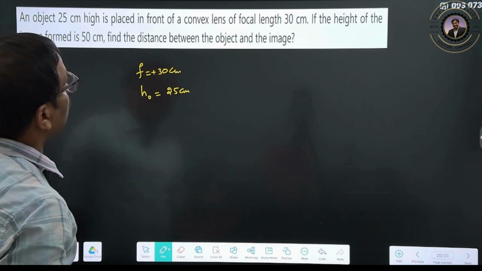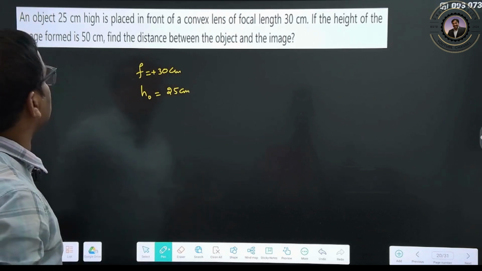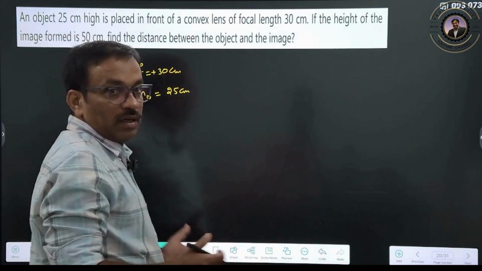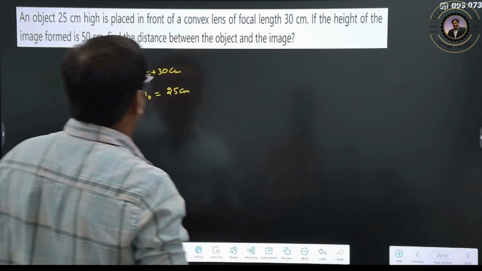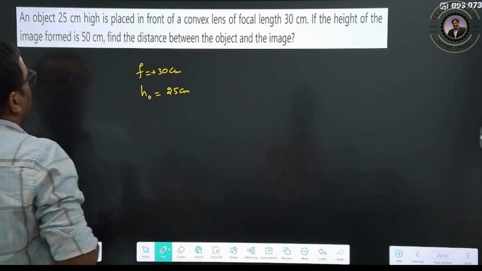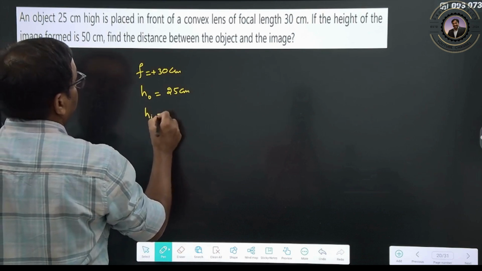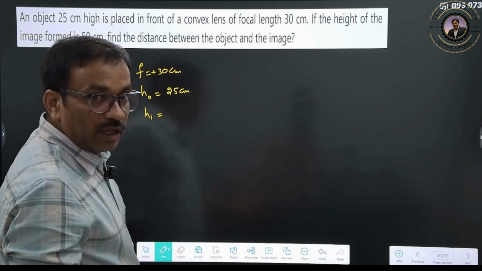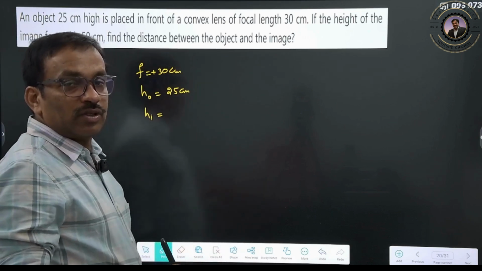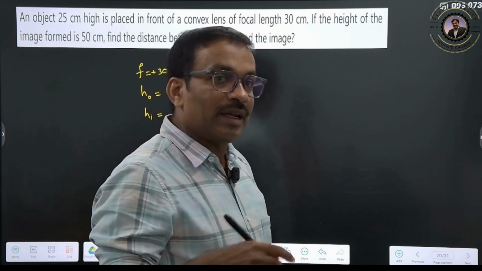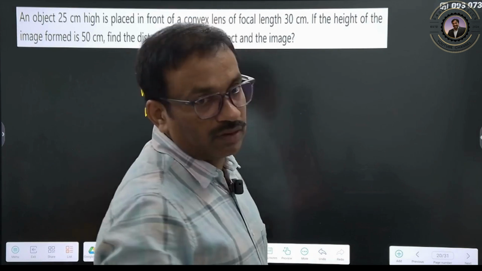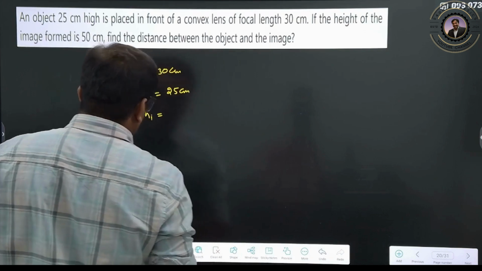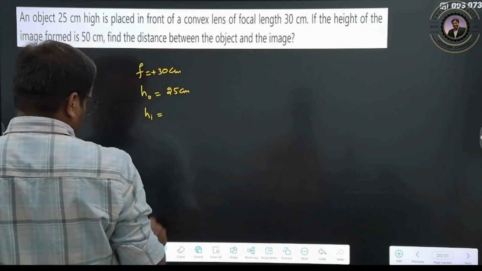Here also you can get two questions. One is distance between the object and image. The height of the image is given, but he did not mention whether it is formed on the screen. If it were mentioned that it is formed on the screen, we would get a real image. But he did not mention anything, therefore we can do it for two things. Let us see.